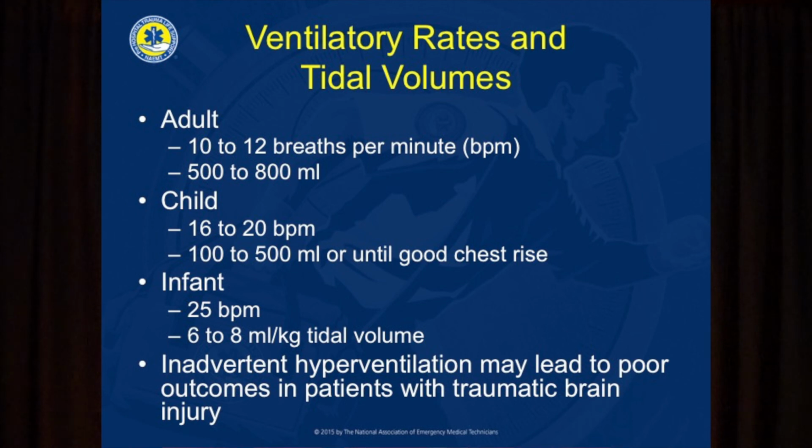For children, you see the rates there of 16 to 20 breaths per minute, and again, about 100 to 500, or again, until you get good chest rise. And then for infants, 25 breaths per minute, obviously a much higher rate because of their higher metabolism and oxygen demand. But you see there are only 6 to 8 mLs per kilo. And again, you want to make sure you get the chest rise. Again, be very careful in these infants and children about overventilating, especially for infants. Overventilation, if it gets into the stomach, will cause gastric inflation, and that will impede good ventilation.